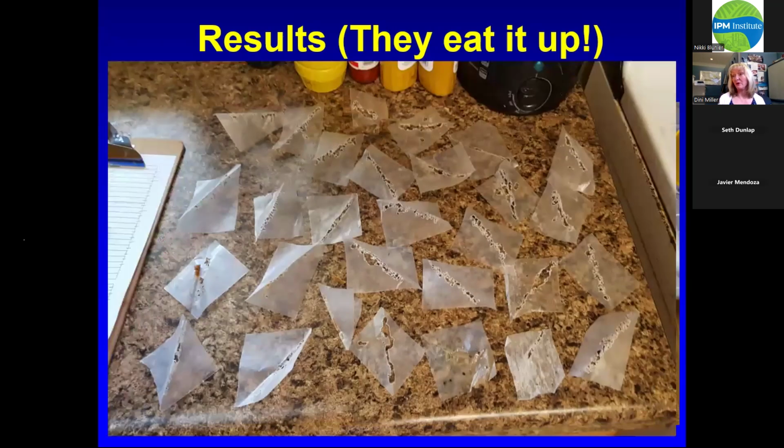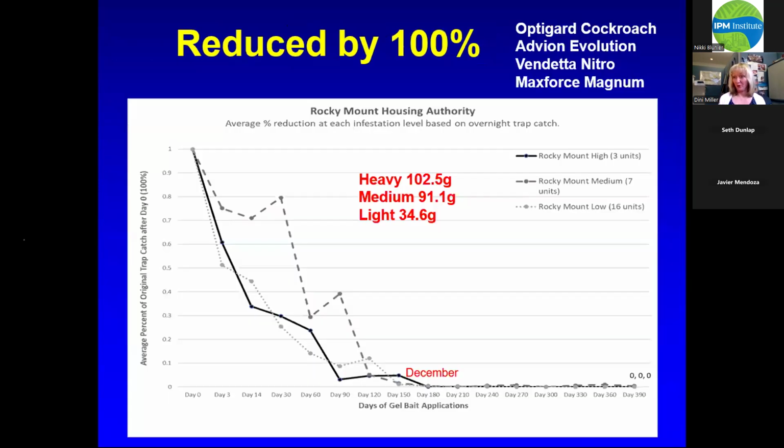And this is another apartment unit. It shows that the baits were very desirable. And just to give you some idea of the data that we collected: in Richmond housing, we had a 90% reduction. In the Hopewell housing, 99%, but we really did the best in Rocky Mount. And if we kept going, we could get rid of them.